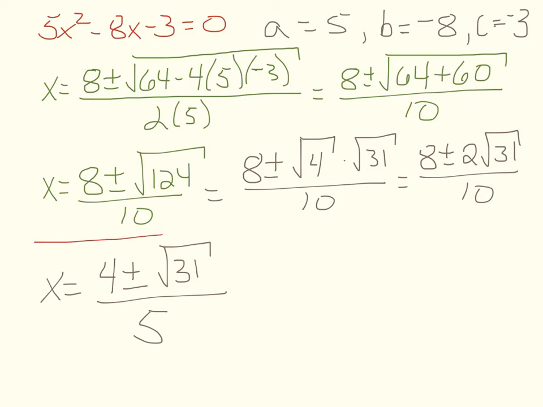This is your answer. You have to remember that there are two answers here: 4 plus the square root of 31 divided by 5, and 4 minus the square root of 31 divided by 5. But you don't have to separate them if you're just answering this question.